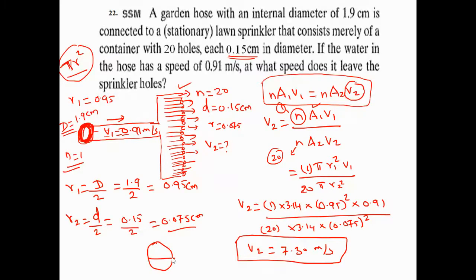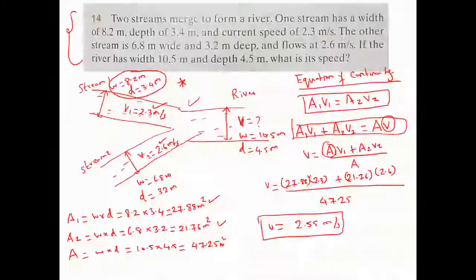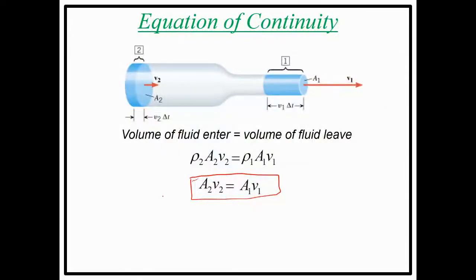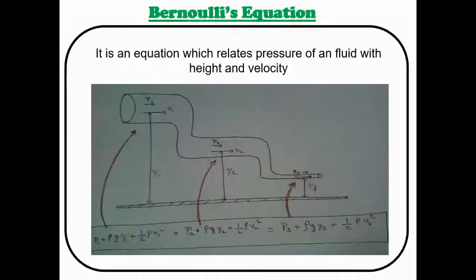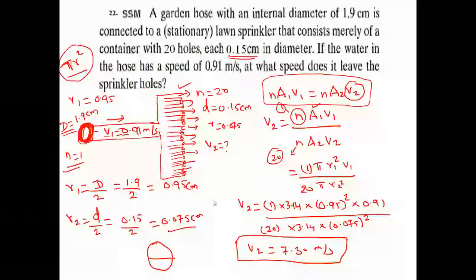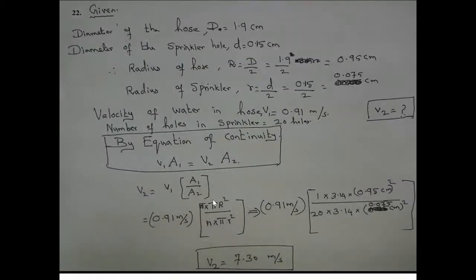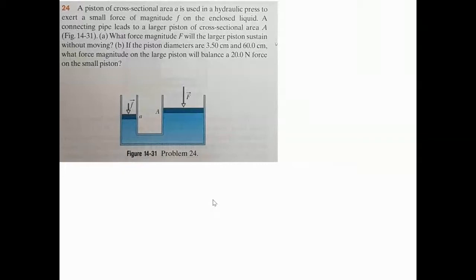What about the rule A1V1? It is in the slide. Just before, I showed you. This is the formula: A1V1 is equal to A2V2. But here you have one hose, and how many holes do you have here? 20 holes, based on the question. So I just put N here as well as here. Both are the same. Clear? So this will be the answer. Please take practice. This is very important. Clear?